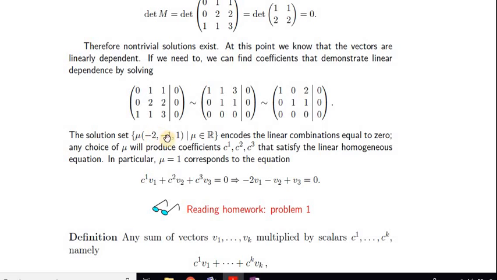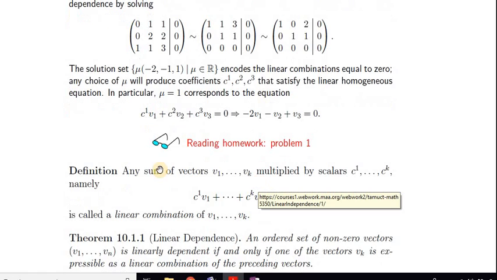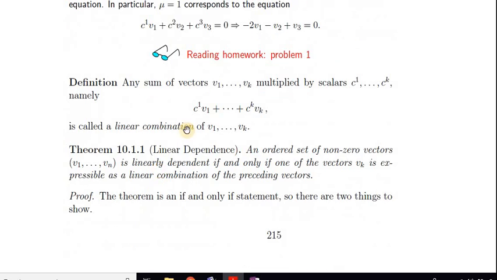In fact, we could multiply each of these coefficients by 3, 5, 12, square root of 9, or square root of 19 or something, and still get a linear dependence relation. Right? All right, so here we have linear combination, linear dependence.